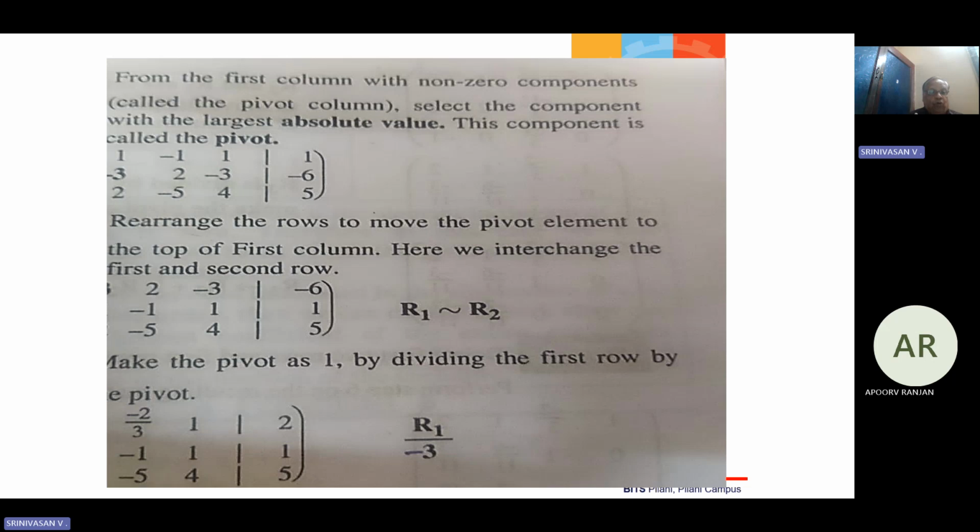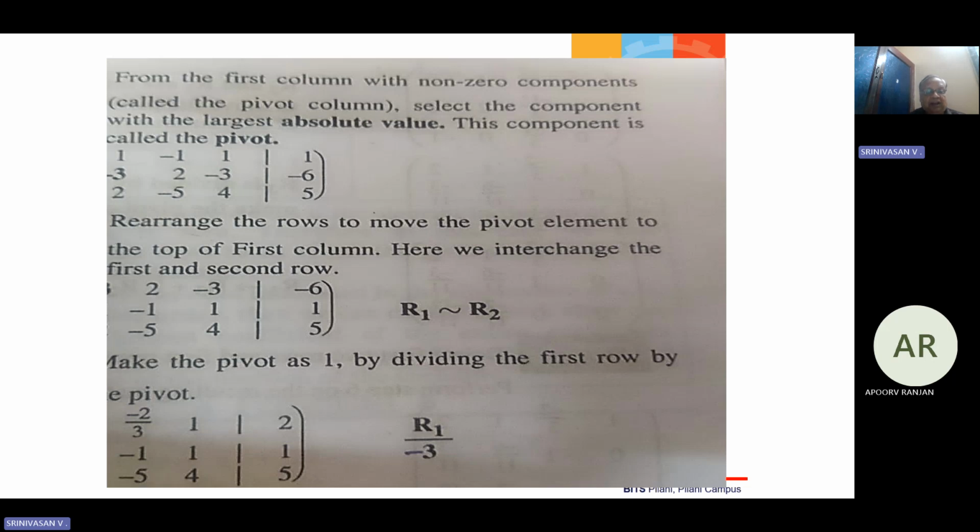Therefore, that row is to be made the first row. So that element will become minus 3, not plus 3. The element that is available there becomes the pivot element, and the column is the pivot column. Okay. So we will make it 1, just for simplification purposes, nothing more. So now divide R1 by minus 3.